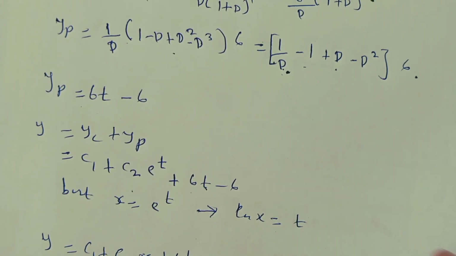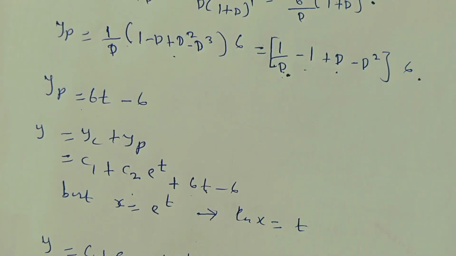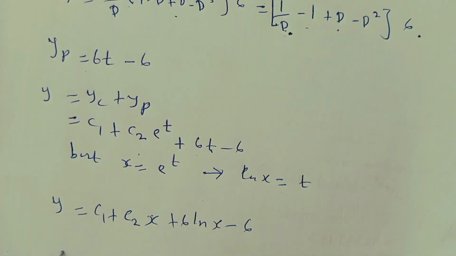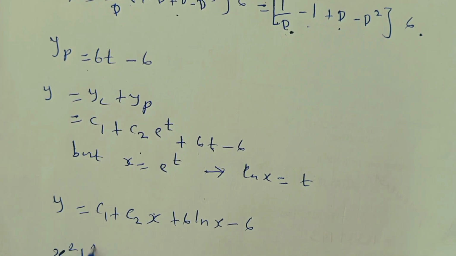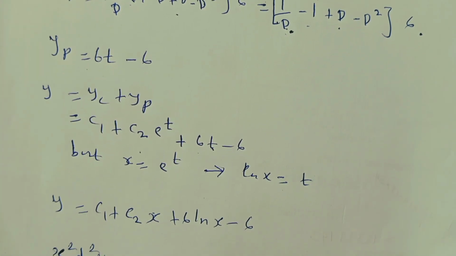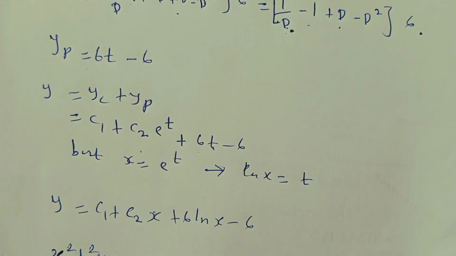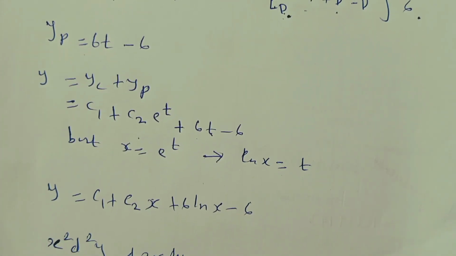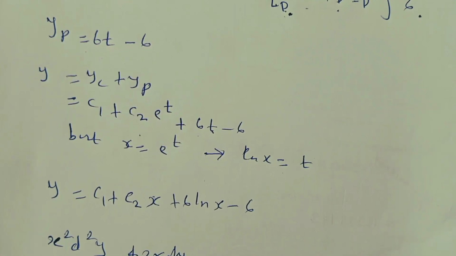So that is the solution of our given ODE, which was, our ODE was x squared, the second derivative of y with respect to x, plus 2x dy over dx, which is equal to 6.